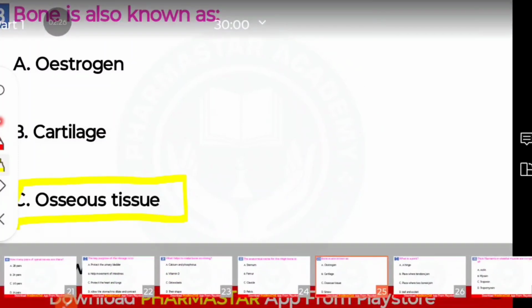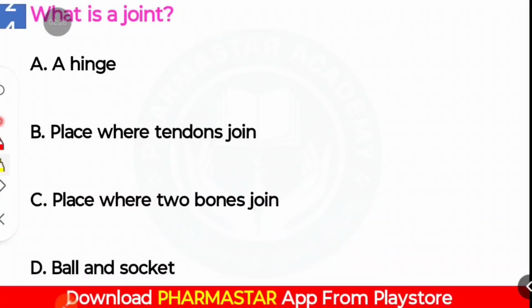Next question. What is a joint? Option A. A hinge, B. Place where tendons join, C. Place where two bones join, D. Ball and socket. The correct answer is option C. Place where two bones join. A joint is simply any connection in the skeleton where two or more bones meet.